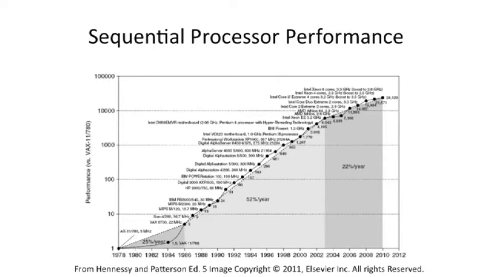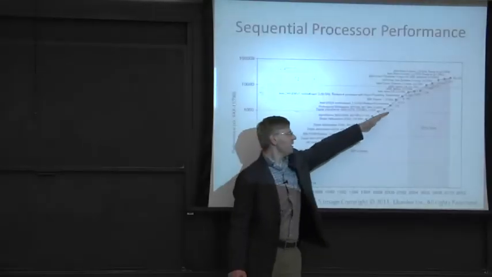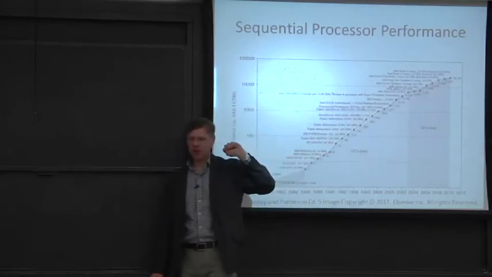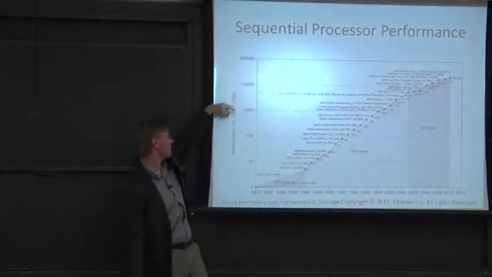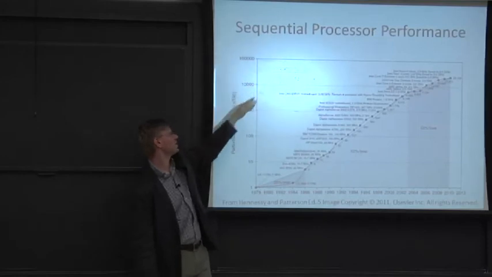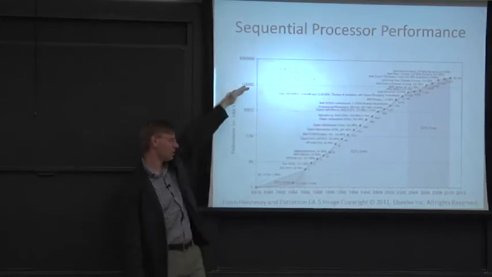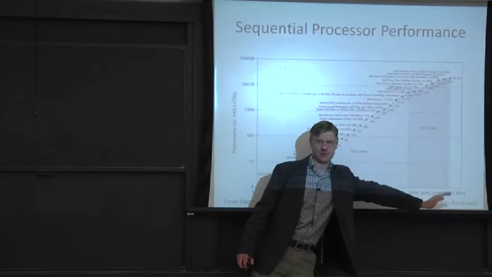So here's a chart from Hennessy and Patterson's Computer Architecture: A Quantitative Approach. What this graph is trying to show is something very fundamental to computer architecture, and it's what's been driving our industry. We see different processor designs plotted on a log plot: 10, 100, 1,000. This is performance versus years.